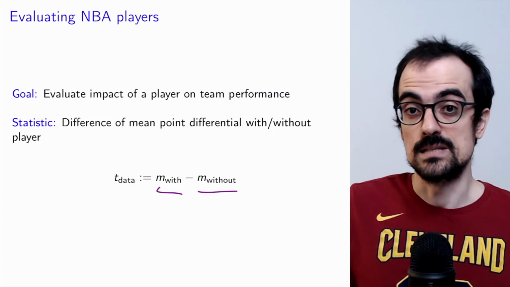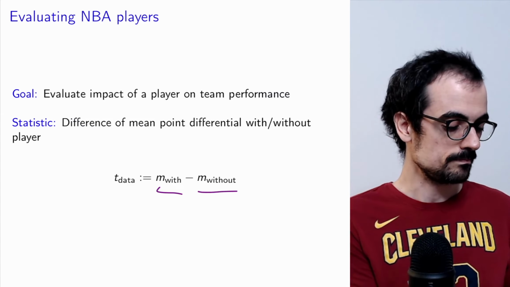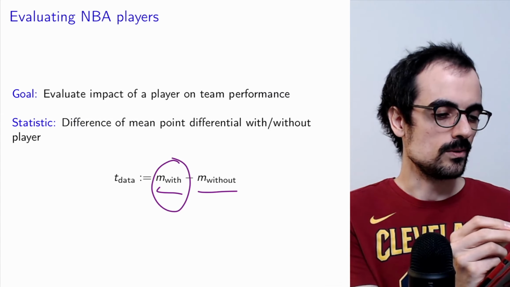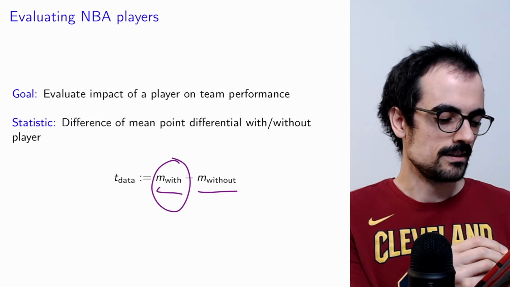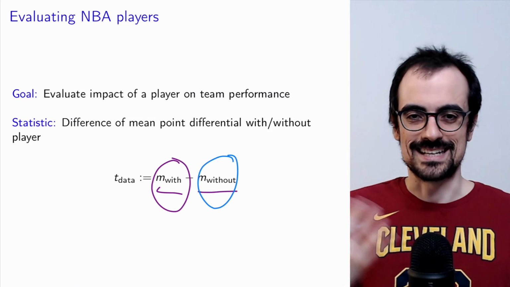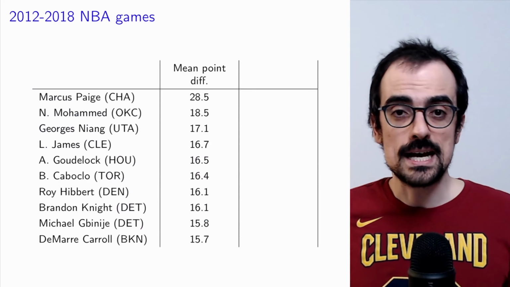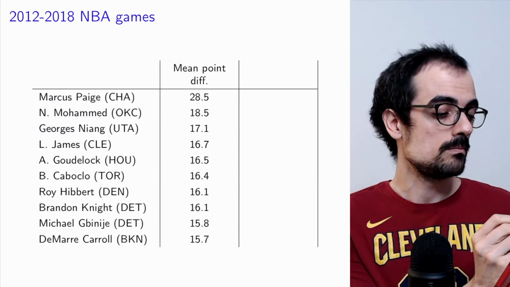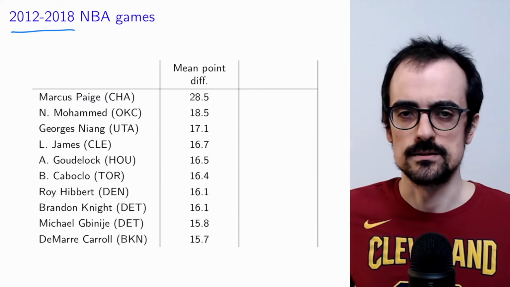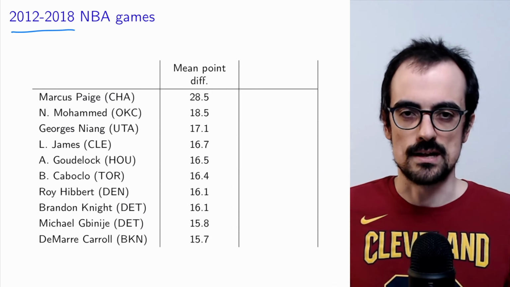If a player is very good, then presumably when they're playing with him, they will win by more, and when they play without him, they will suffer, and they will win by less or they will lose by more. That's the logic. So now we apply this to NBA games between 2012 and 2018. And these are the players that have the highest mean point differential.